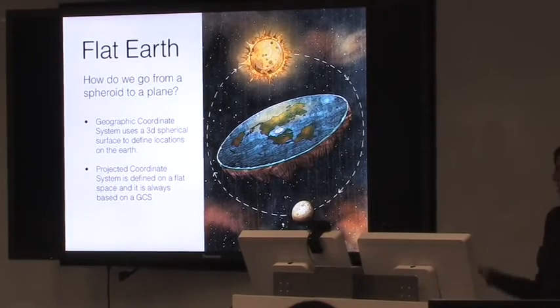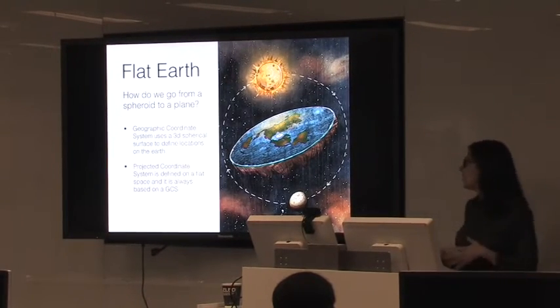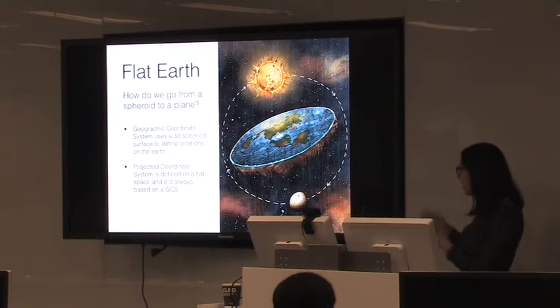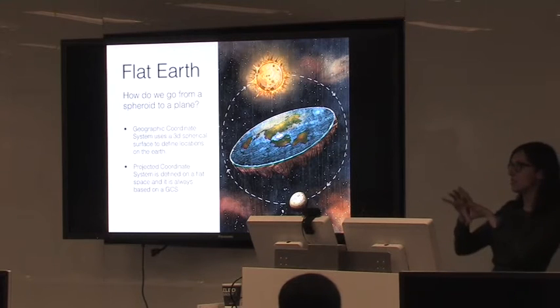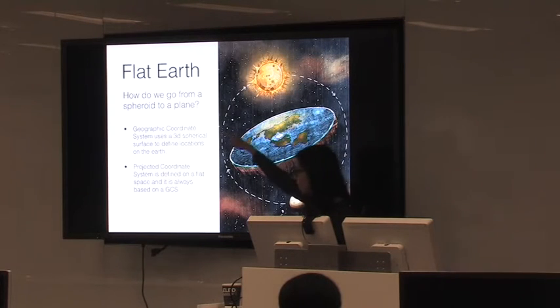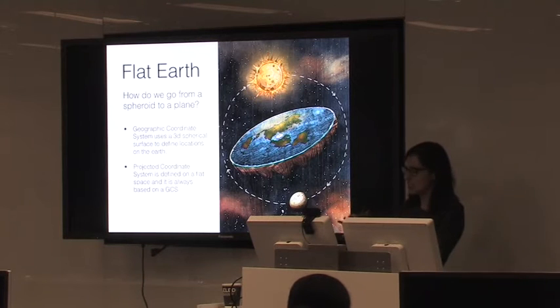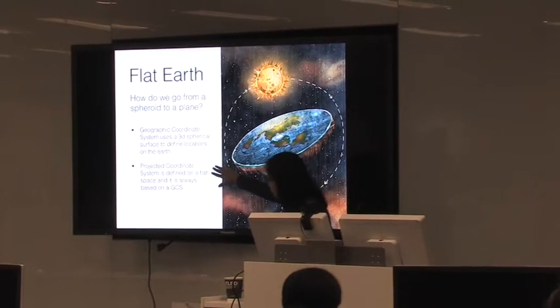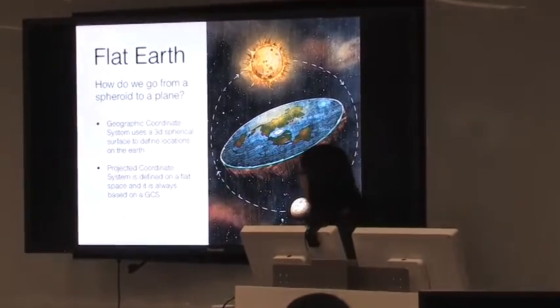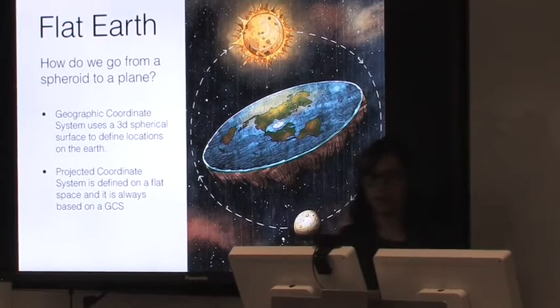So let me now move on to some of the key concepts around spatial data. Of course, there's the issue with the Earth not being flat. So how do we go from a sphere to a plane? You have a geographic coordinate system that uses a 3D spherical surface to define locations on the Earth. You can look at the Earth as a spheroid or an ellipsoid, and then define coordinates on it. This geographic coordinate system will define points on that surface, and will also define the relative altitude. For instance, WGS 84 will also define it with respect to sea level. And then finally, you have projected coordinate systems, which are defined on a flat space, and are always based on a geographic coordinate system. For each of these, you can find a projected coordinate system that refers to that particular coordinate space.